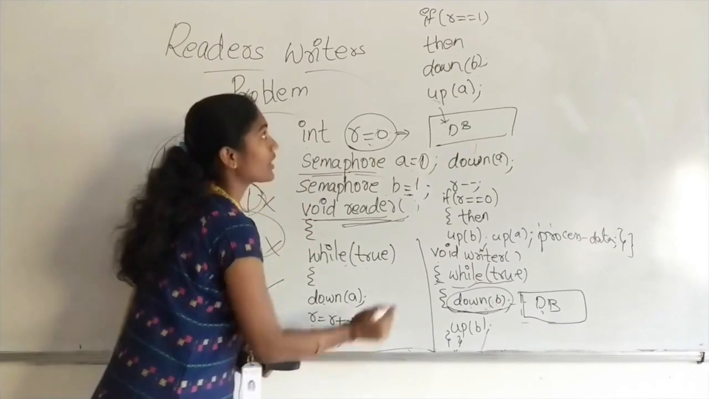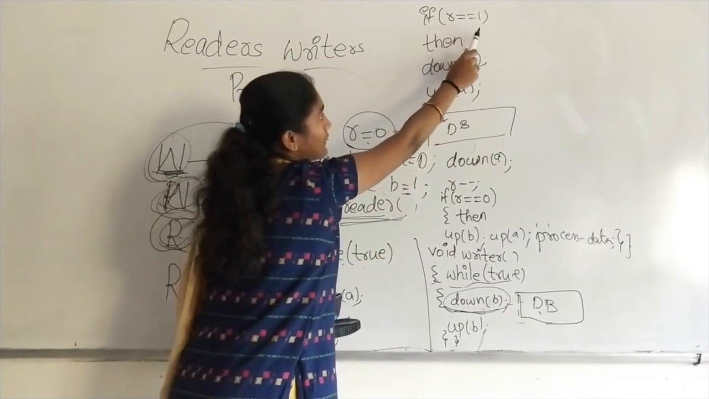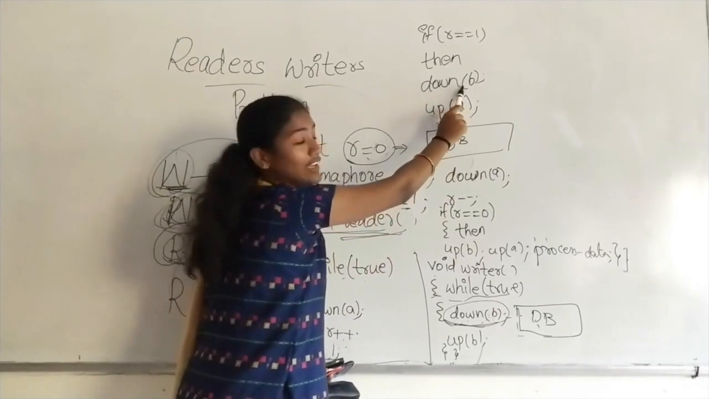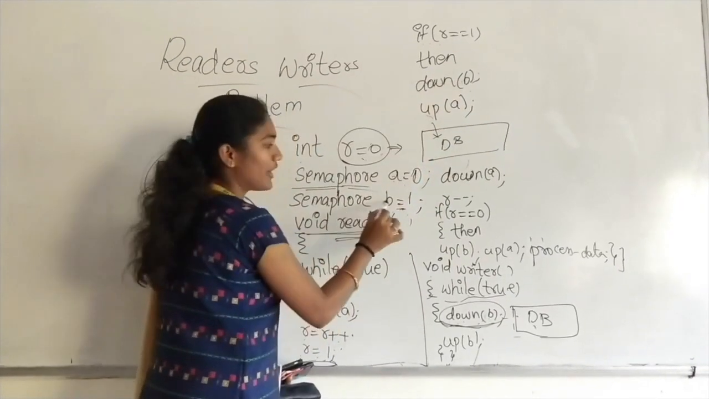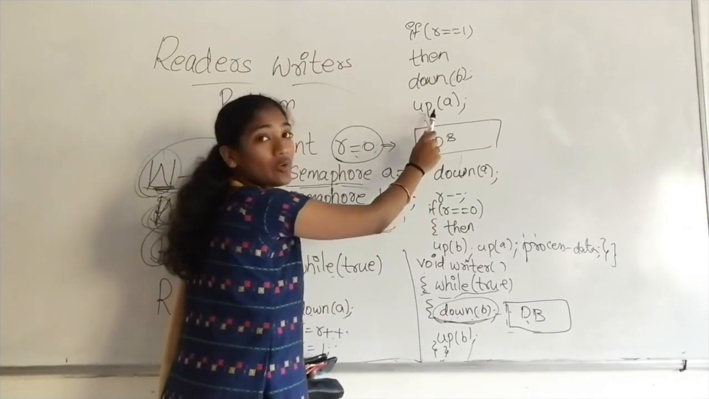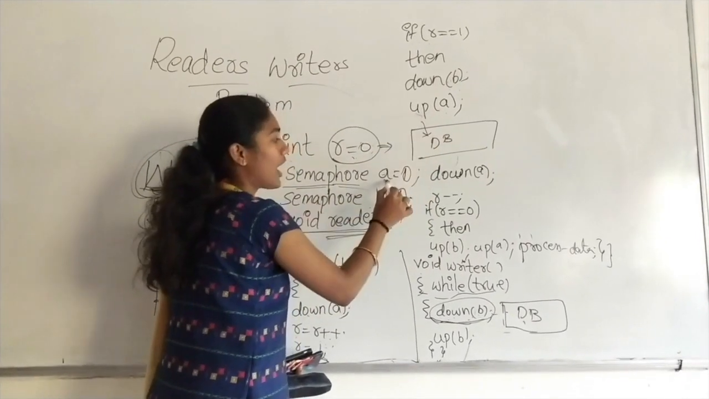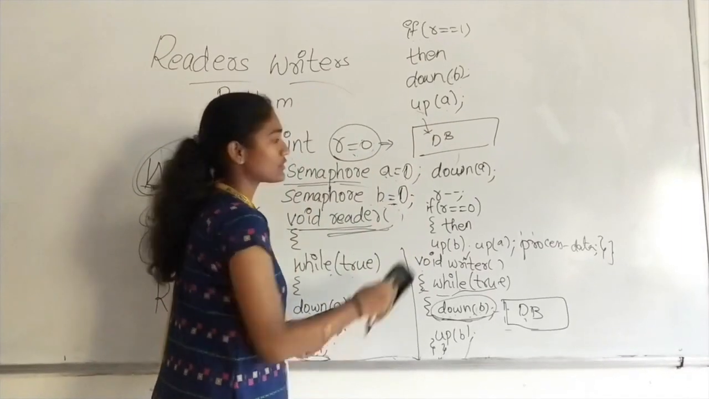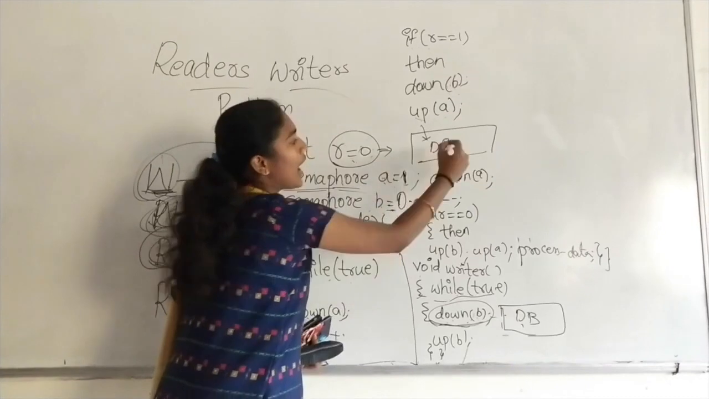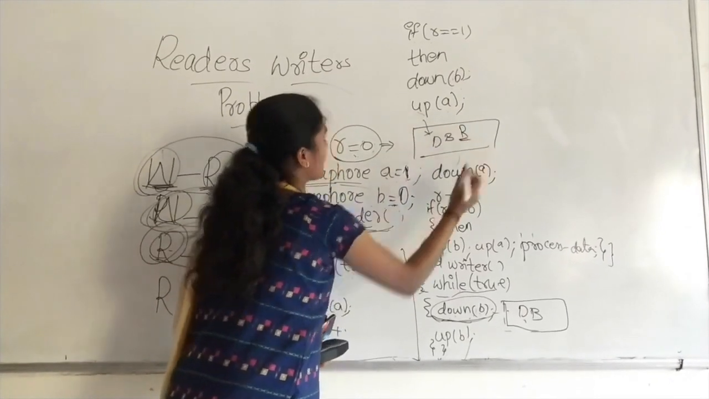Now r value is 1. If r is equal to 1, we have r equal to 1 only, then it tries to decrement the value of b. B value is 1, so it decrements the value to 0. And now it increases the value of a. As we have a equal to 0, it makes a equal to 1, and the first reader enters into the database.